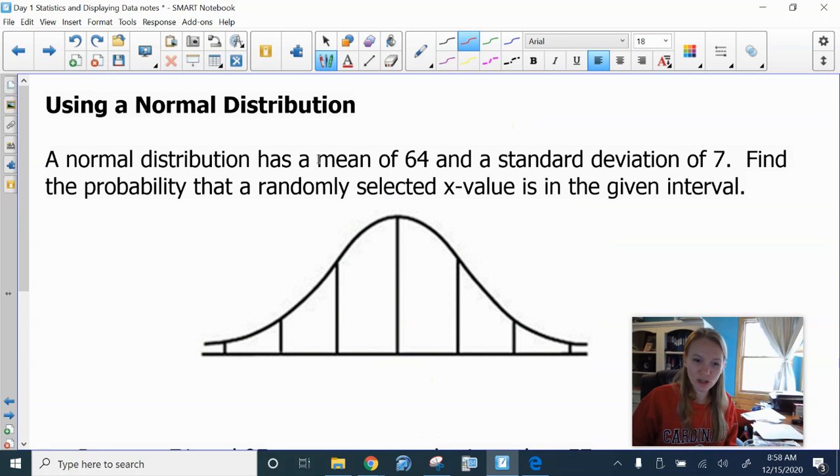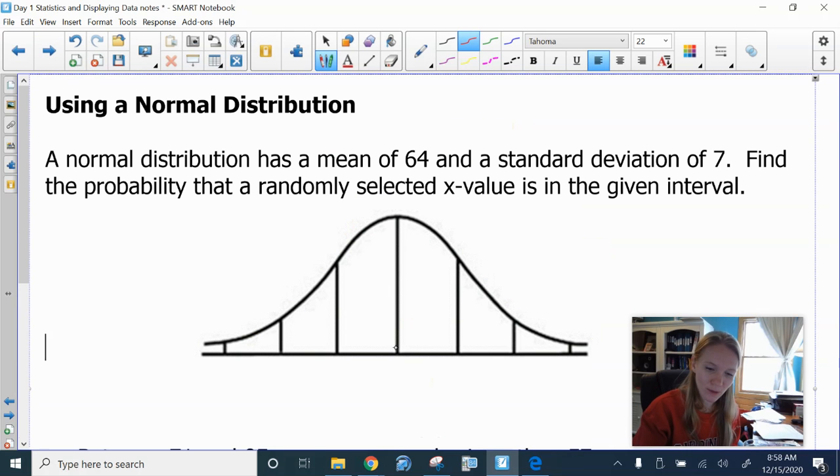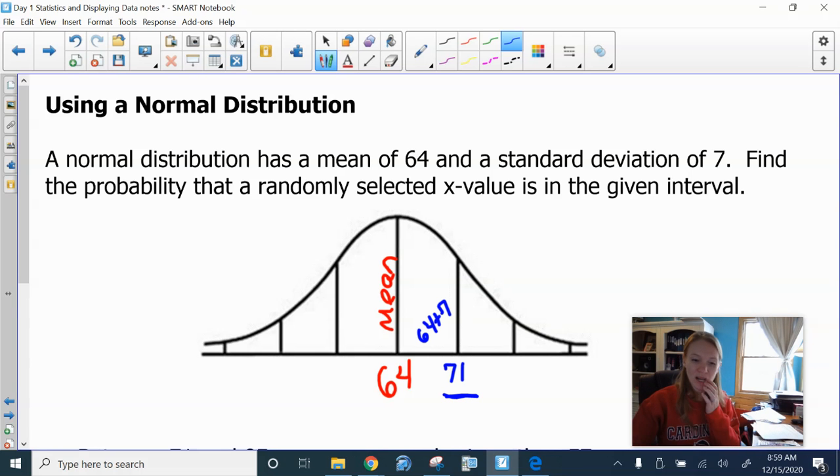So here we have a normal distribution with a mean of 64. Hopefully that's never a test score because that would be pretty low. Why is that not letting me? There you go. So you put your mean in the middle, and then it says it has a standard deviation of 7. So if we wanted to know what this line was right here, we would just do 64 plus 7. And so that would give us 71. If we wanted to know the bar on the left of it, we would just do 64 minus 7. And that would give us 57.